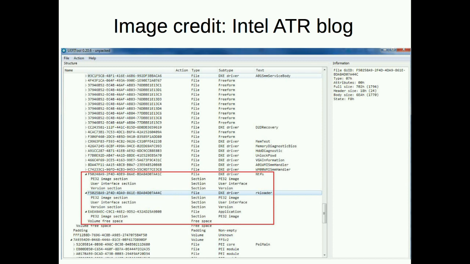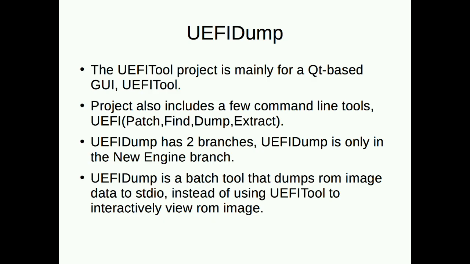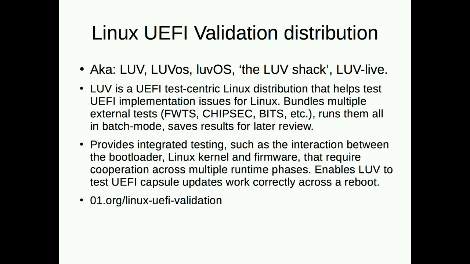So that's the GUI. It breaks the volumes down into all the different pieces, and you can look at it and see what's in there. Or instead of using the GUI, there's a command line version as well. It just dumps it to the command line. So UEFI tool, UEFI dump: command line versus GUI version of it.